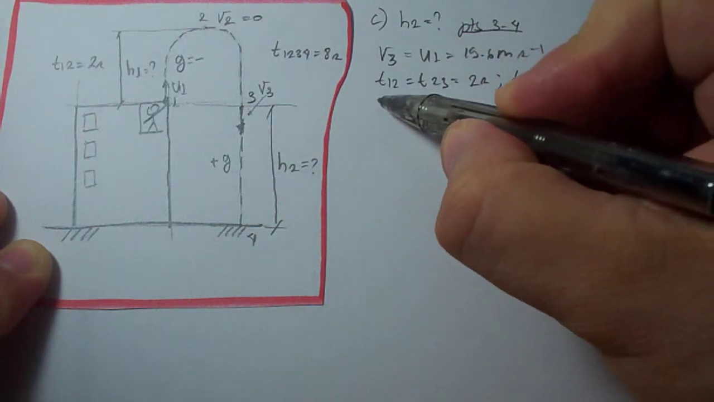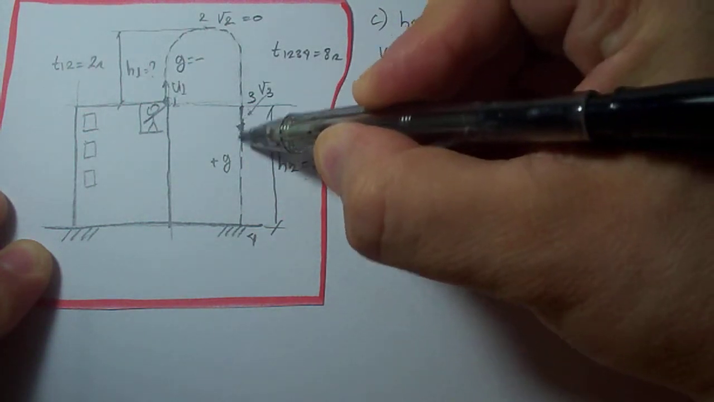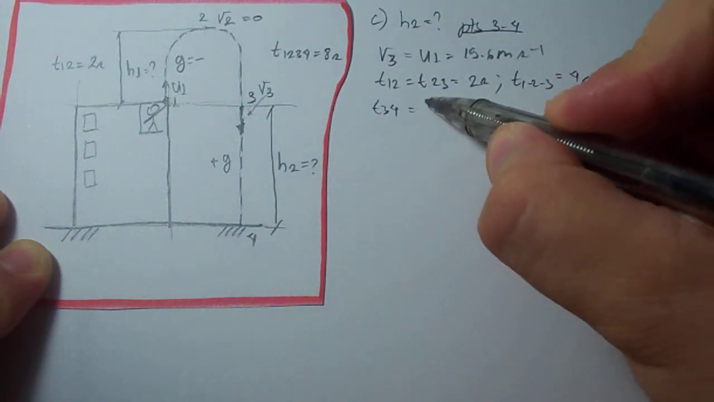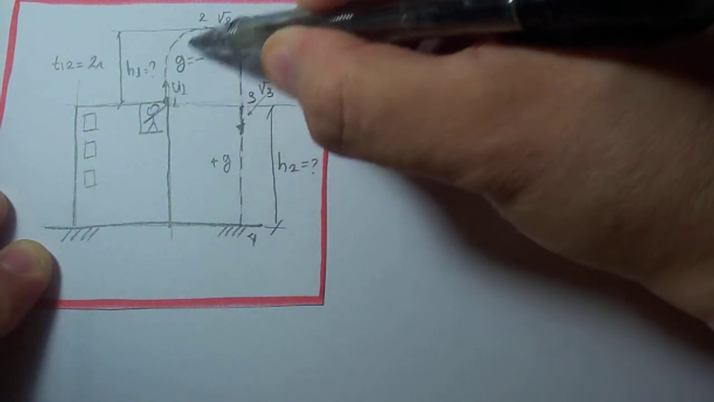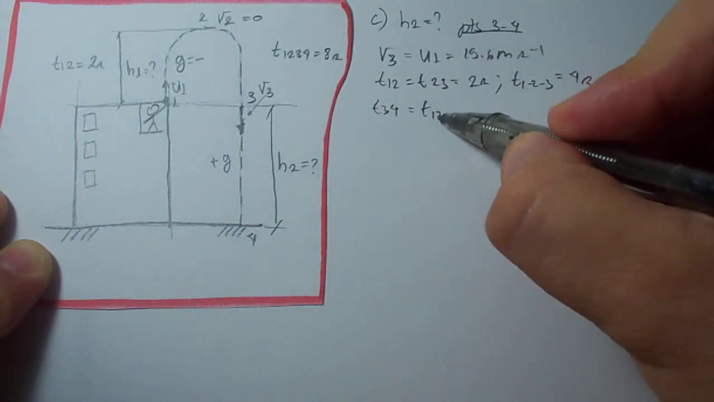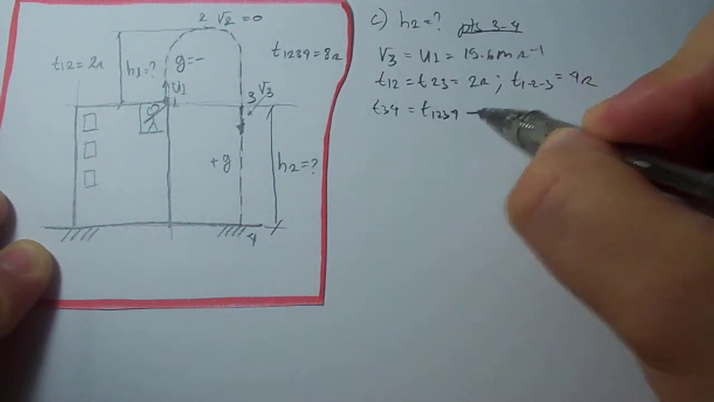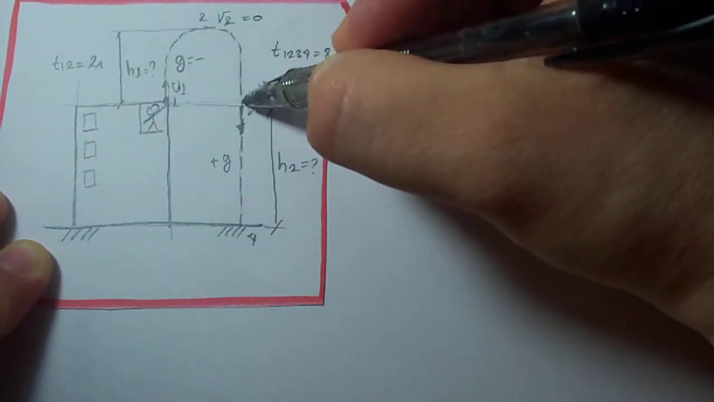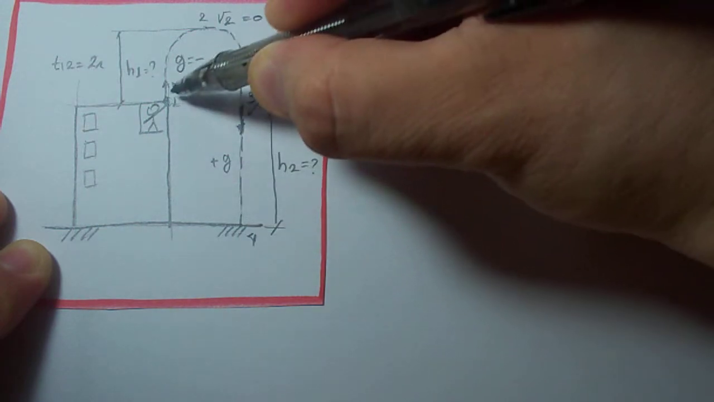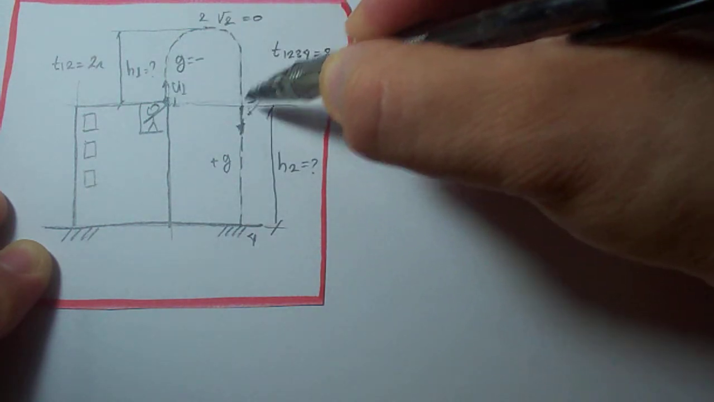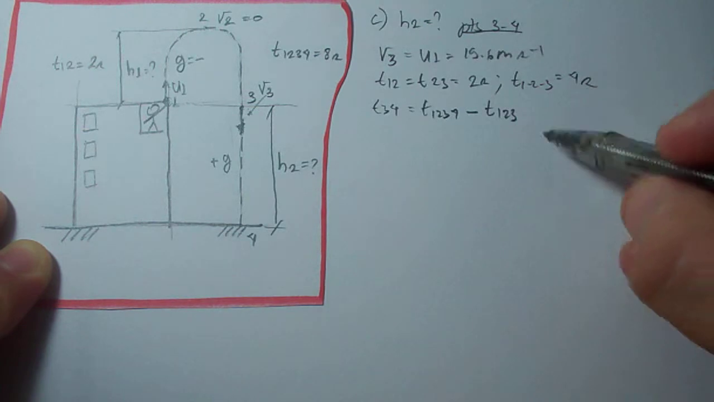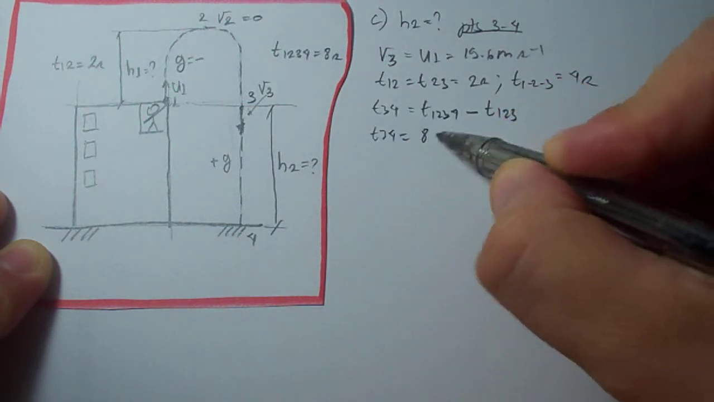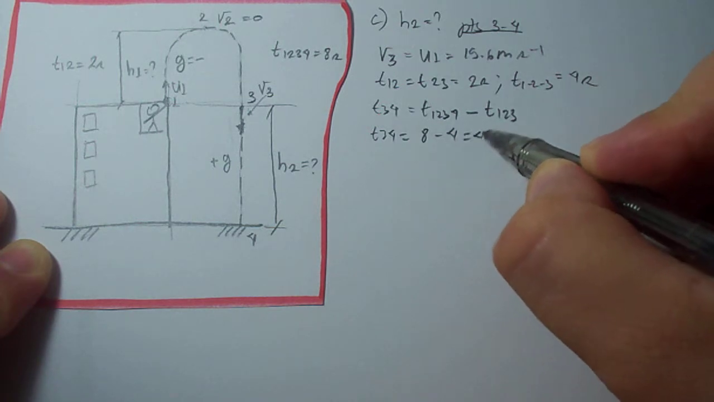The time 3 to 4, which we are very much interested in, is equal to the time of the flight from 1 to 2 to 3 to 4, minus the time 1 to 2 to 3. So the whole time minus the time from 1 to 2 to 3 is the time for 3 to 4, which, if you compute that, will be 8 minus 4, which is 4 seconds.